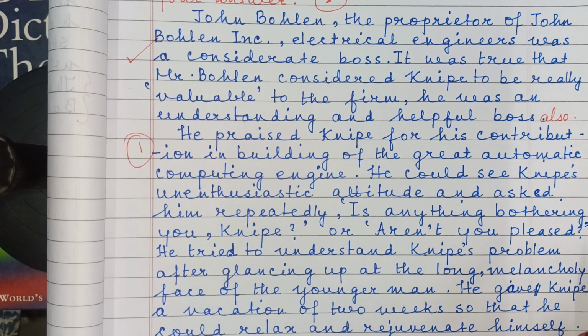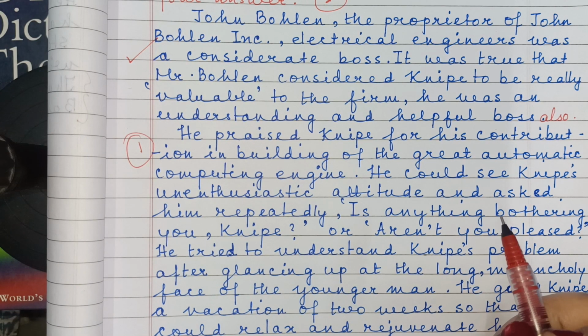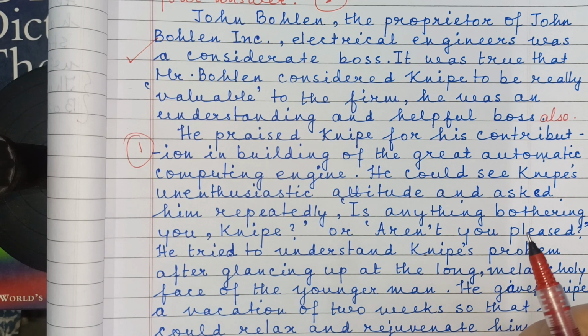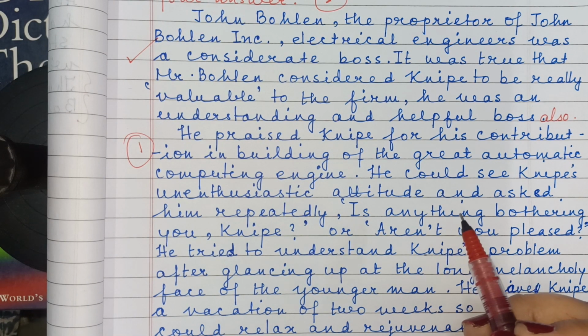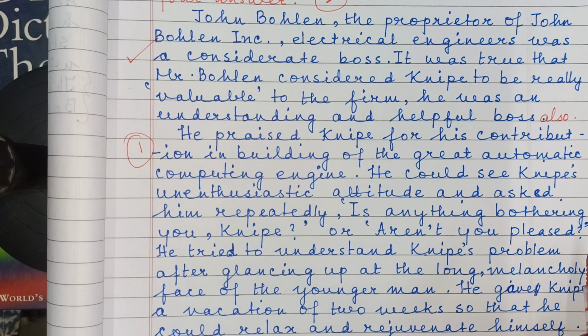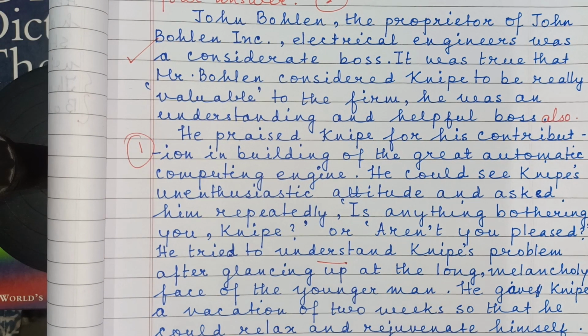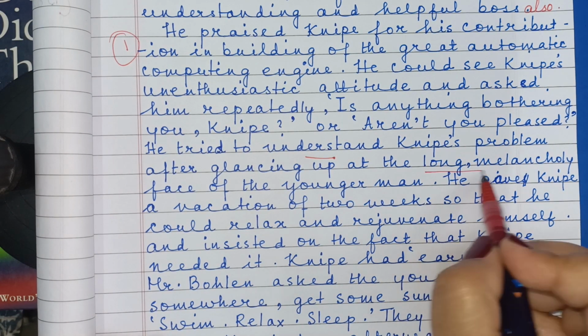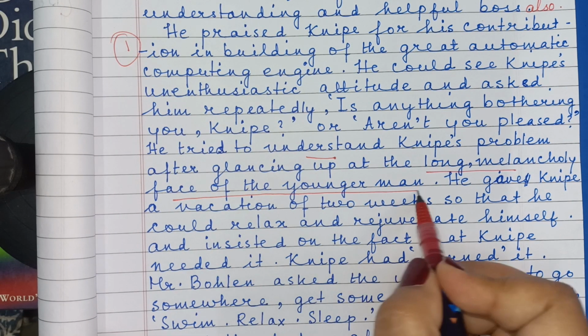तो उन्होंने टाइम निकाल के अप्रिशिएट किया नाइट को और जब उन्हें पता चला, उन्हें लगने लगा नाइट तो डिसइंटरेस्टेड है, कुछ ना कुछ गड़बड़ है, तो रिपीटेडली वो नाइट से पूछने लगे, is anything bothering you, anything on your mind, aren't you proud, aren't you pleased. He tried to understand Knight's problem after glancing up at the long melancholy face of the younger man.